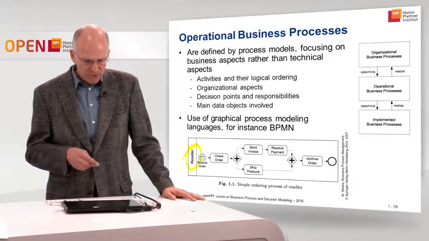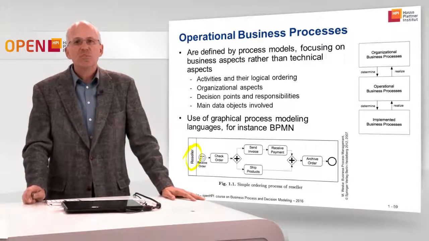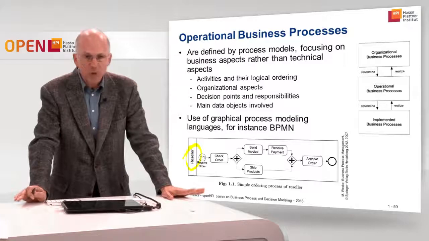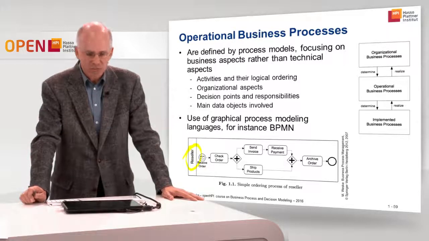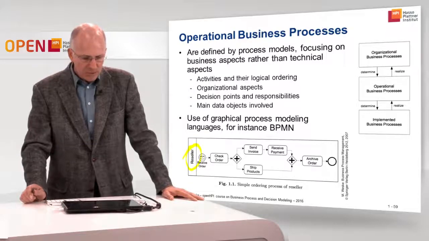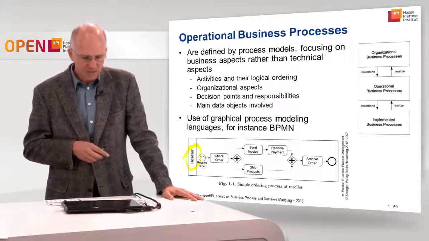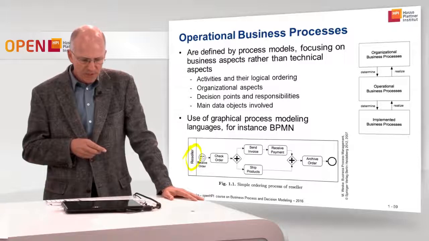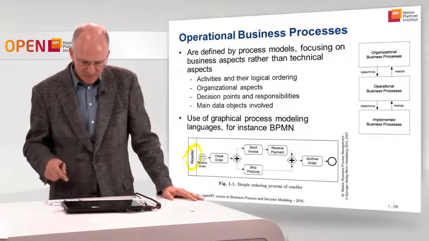We see decision points, responsibility, and also we look at the main data objects involved. So this level also talks about data objects that are created during process execution, and data objects that are, let's say, read and written during process execution. And for operational business processes, here we use graphical process modeling languages, for instance, the BPMN.